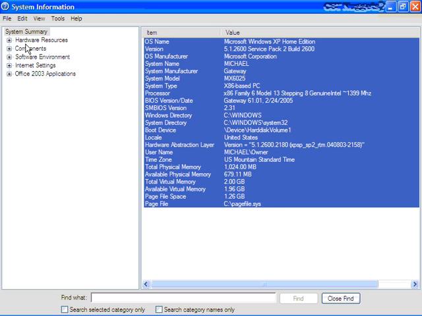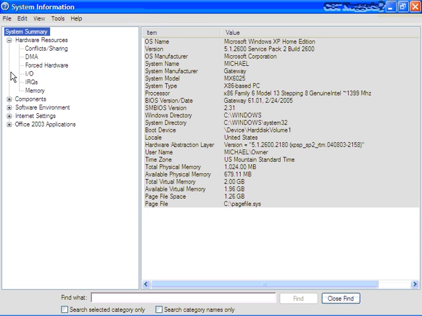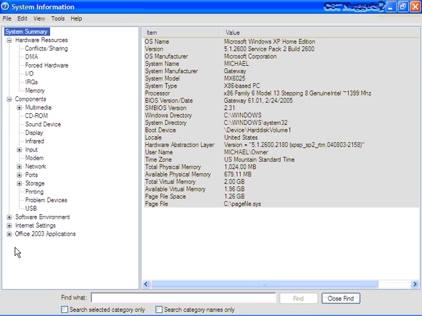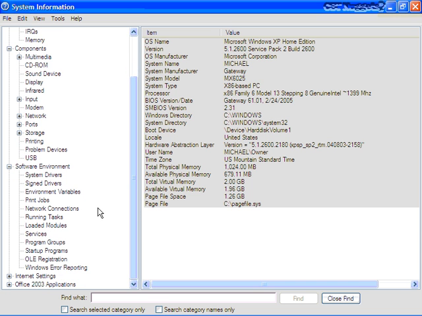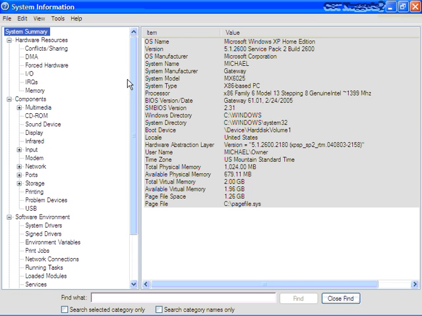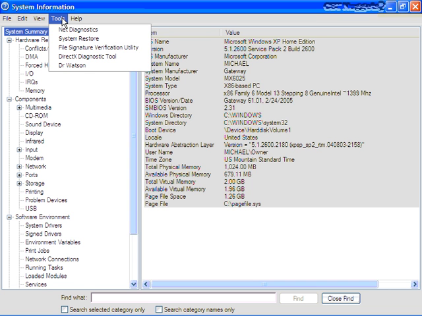This is all information stored in the registry of the operating system, showing all the hardware resources, all the components on the machine, and the software environment, including system drivers and signed drivers, internet settings, and office applications. Under tools here in system information, I've got several tools for system restoration, for network diagnostics, and to verify file signatures, to make sure that you're using signed, secure applications.